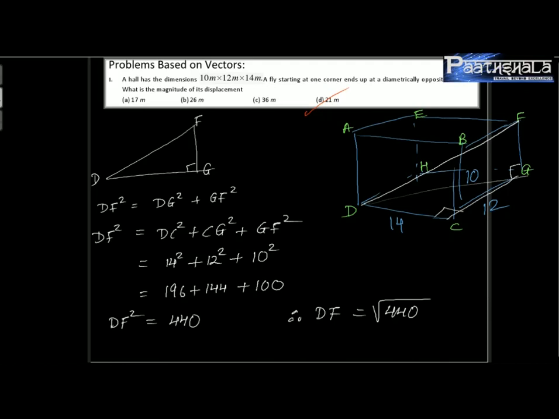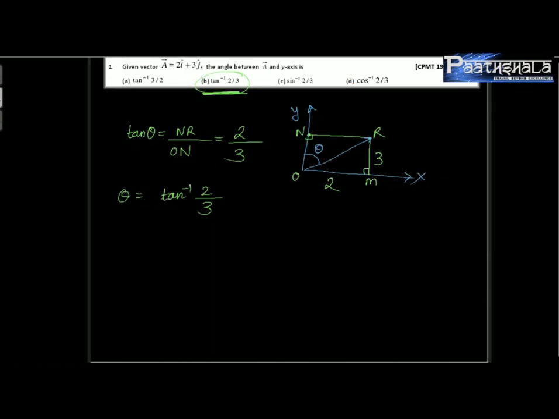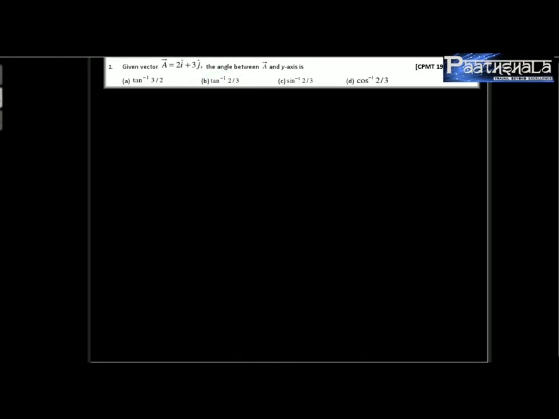Let us move on to the next question. So a vector is given. The vector is 2i hat plus 3j hat. So this is a vector that is in the xy plane, 2i hat plus 3j hat, and we have been asked the angle between the vector and the y-axis.